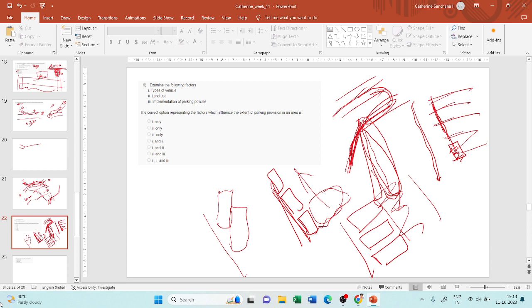Because nowadays everyone owns cars, right? So obviously you have to provide some space for parking all those cars. So parking is needed because of the increase in the number of vehicles which people have started owning.